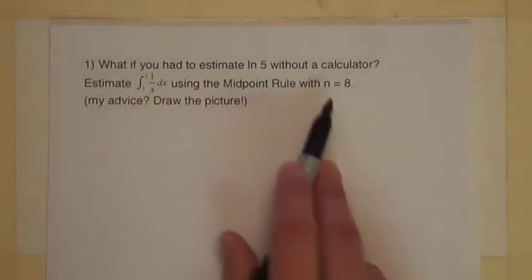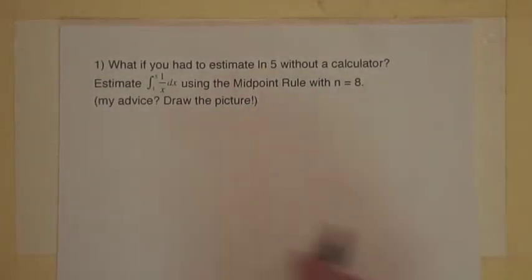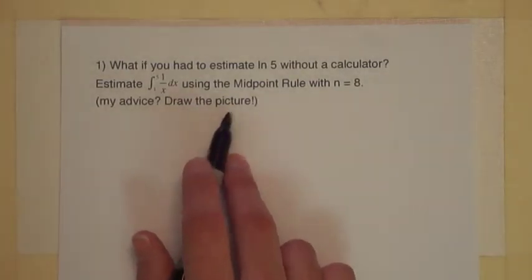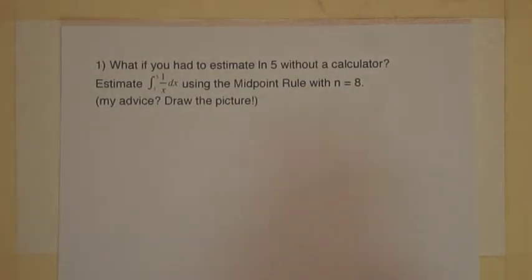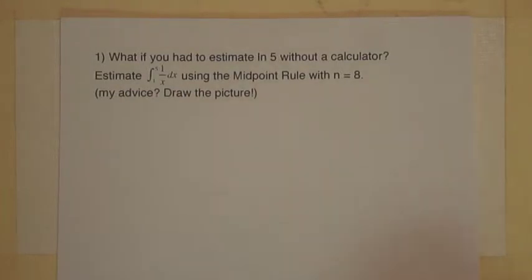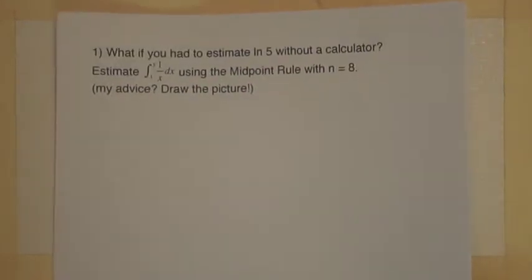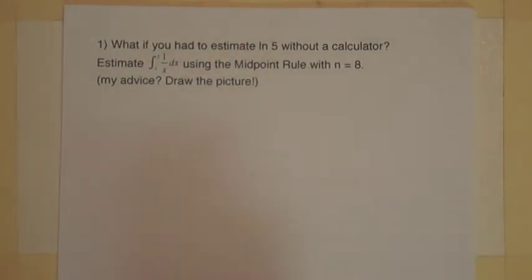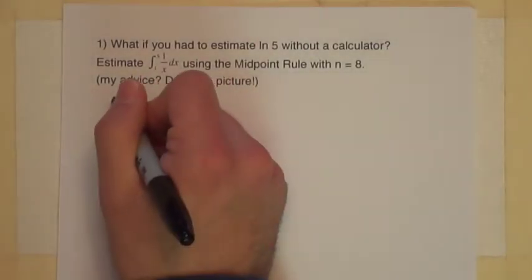So let's do this using the midpoint rule with n equals 8. Now my advice for all of these problems is draw the picture. I'm not sure why many students are very opposed to drawing a picture and just trying to jump straight to a formula, but most people who do that end up getting it wrong. And the time that you invest in drawing the picture will pay dividends in how correct and how fast writing down the formula is. So let's take the time to draw the picture.